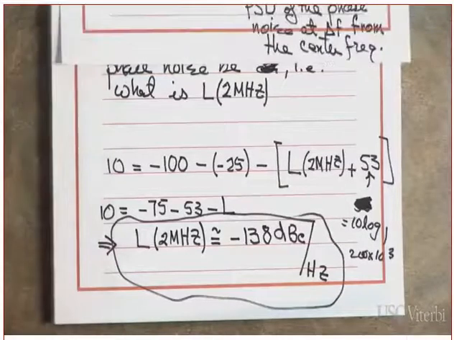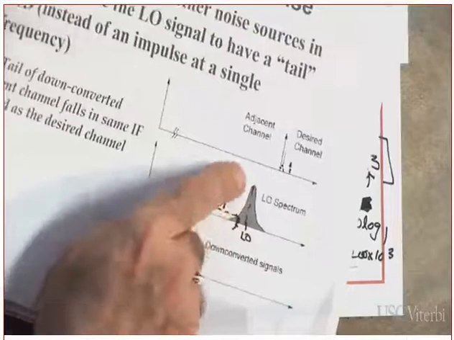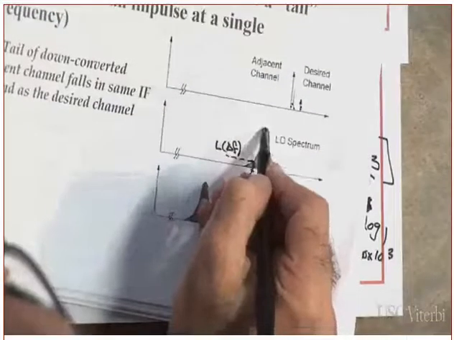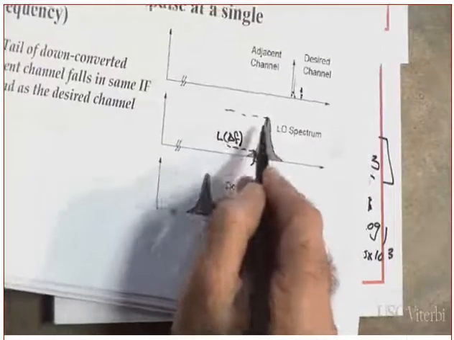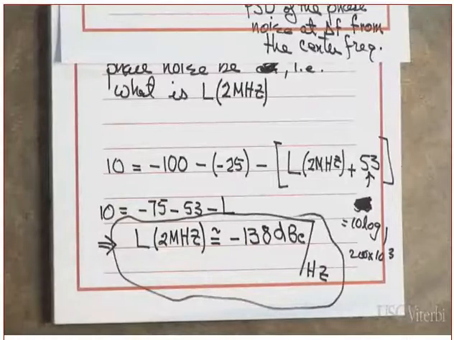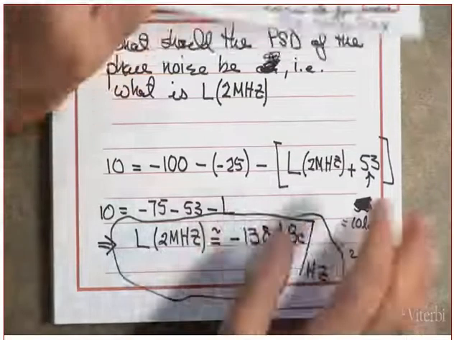In other words, what does it mean? It means that this characteristic needs to drop below. If you take from here to here, it should be minus 138 dB with respect to the carrier power. Did you get my point or not? Yes or no? Clear? Okay, good.